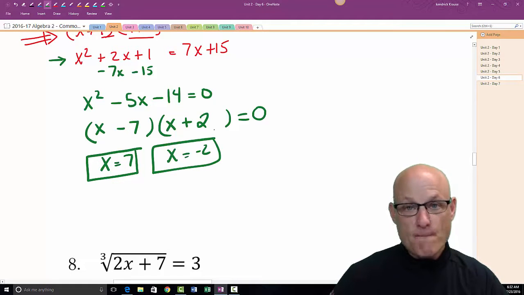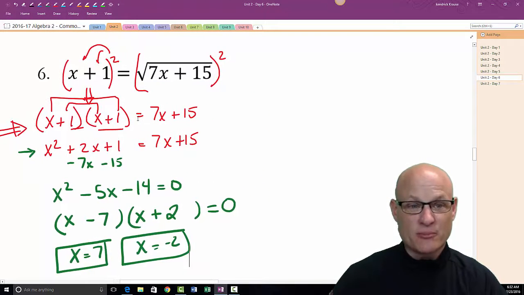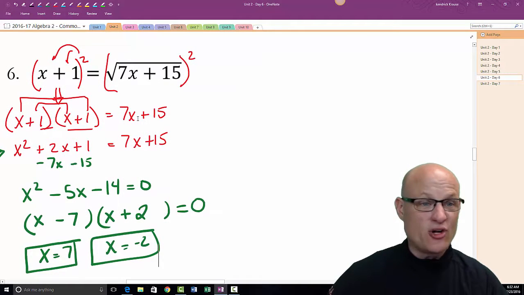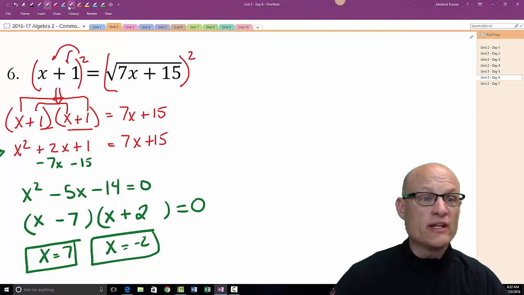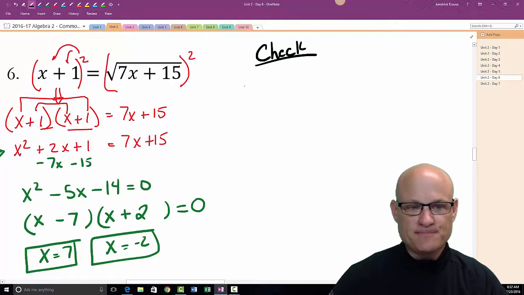You must check your answers. I have two answers here, but I'm not sure if both of them work. Up until now, everything's worked, but now, especially when you get two answers, oftentimes one will not work. And we're going to check in black just because it's cool. I said it's cool. So we're going to try the 7.